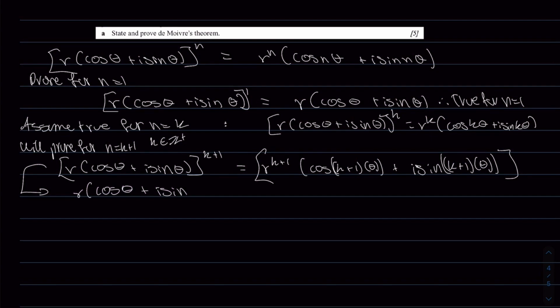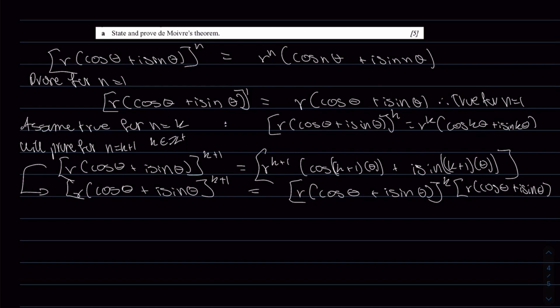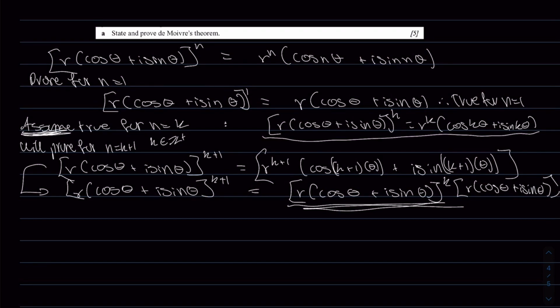If we raise the complex number to k plus 1, that will equal the complex number raised to the power of k times the complex number, as anything raised to the power of k plus 1 equals that thing raised to the power of k times that thing. Since we assume true for n equals k, we can use that assumption when doing this proof. Here I'm just rewriting what we are going to be multiplying next.